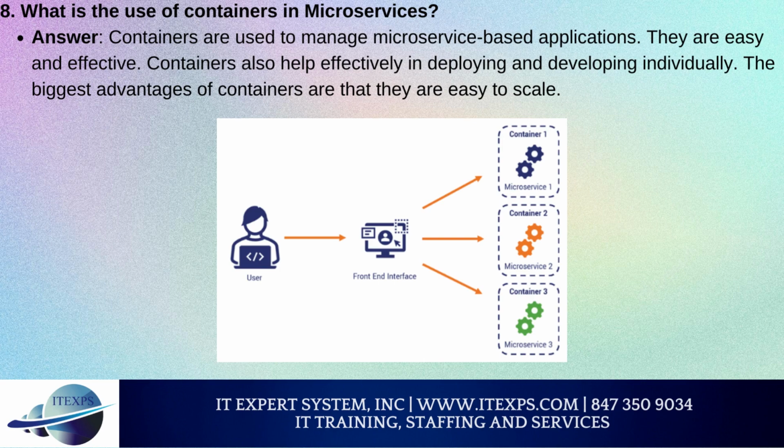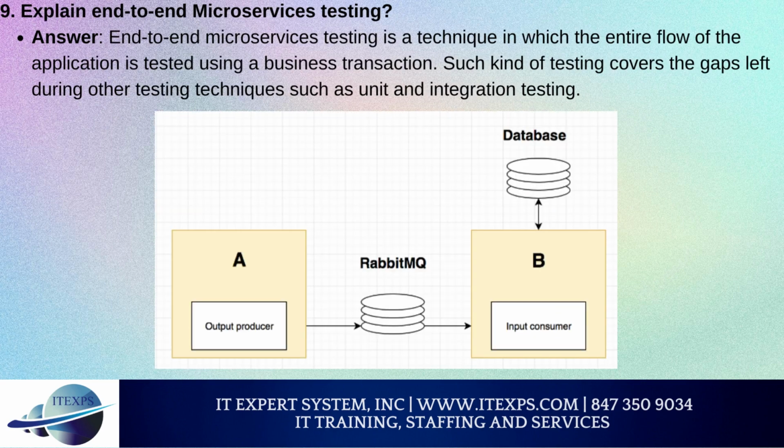9. Explain end-to-end microservices testing. Answer. End-to-end microservices testing is a technique in which the entire flow of the application is tested using a business transaction. Such kind of testing covers the gaps left during other testing techniques such as unit and integration testing.